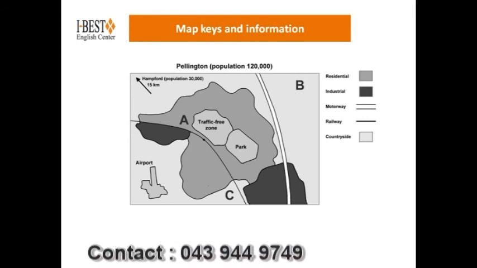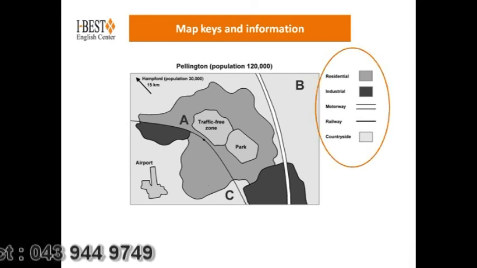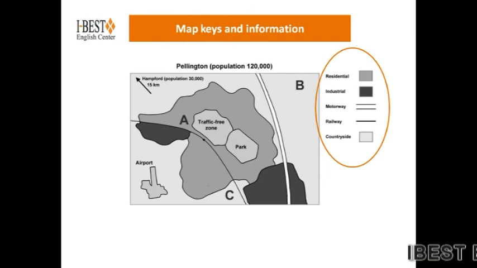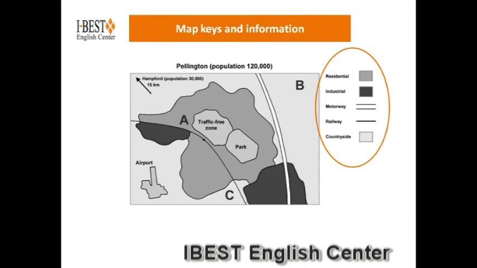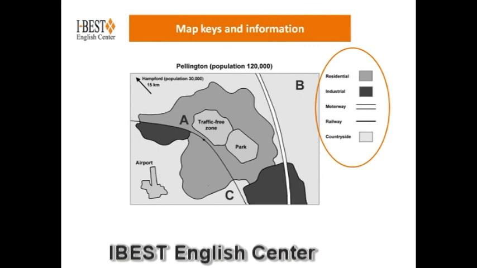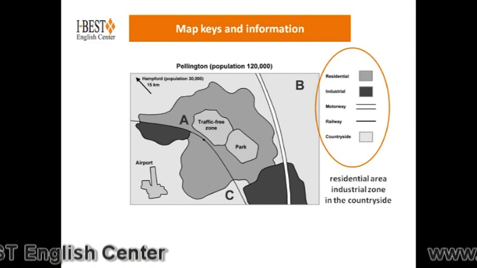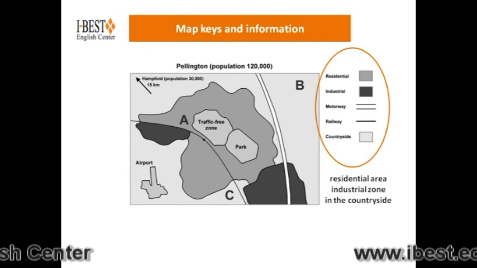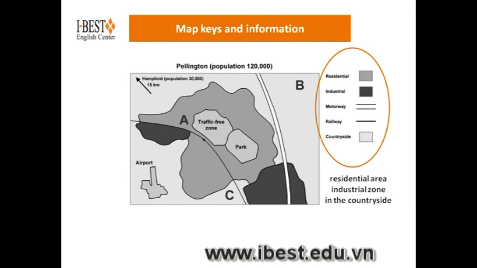Let's have a look at this map. On the right-hand side, you can see there is a key. And on the key for this map, there are 5 things listed: residential, industrial, motorway, railway, and countryside. You will need to locate each of these on the map and include them in your report. However, the most important thing to remember is that these headings need to be altered and adapted to become grammatically correct in your sentence. So, for example, the word residential in the key is spelt with a capital R. However, when we use it, we need to use a small r, unless it's the first word of a sentence.